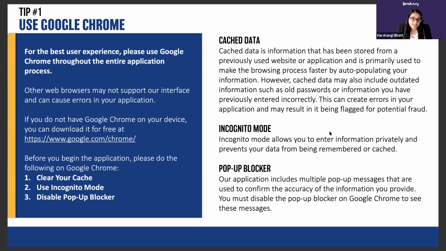So what is cache data? That's basically information that is stored from previously used applications or websites that you may have filled out information on before. And now this is old information that's auto-populated into this new application. So we don't want that. We want your most current information that's accurate. And so we want you to clear that data. Number two is incognito mode. This is going to basically allow you to use a private browsing window so that the data you're going to be entering is fresh and is prevented from being remembered. And number three, that pop-up blocker. You're going to be seeing some messages that come up throughout this application asking you to verify the accuracy of the data that you are putting in. So it might ask you to select yes or no. And so you really want to ensure that that pop-up blocker is disabled. Next step.